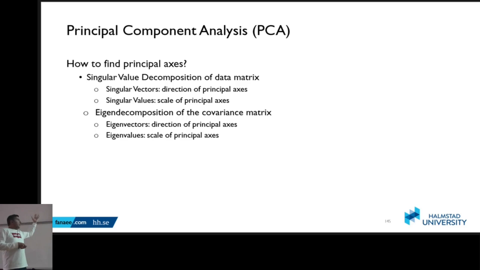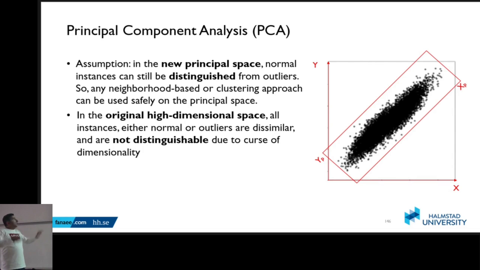And or with eigen decomposition of covariance matrix, where eigenvectors represent the direction of variance of axes, and eigenvalues the scalar of variance of axes. So if you want to use PCA for anomaly detection, we need to make one assumption. And that assumption is that in the new principal space, normal instances can still be distinguished from outliers. This is the principal assumption if we want to use PCA.